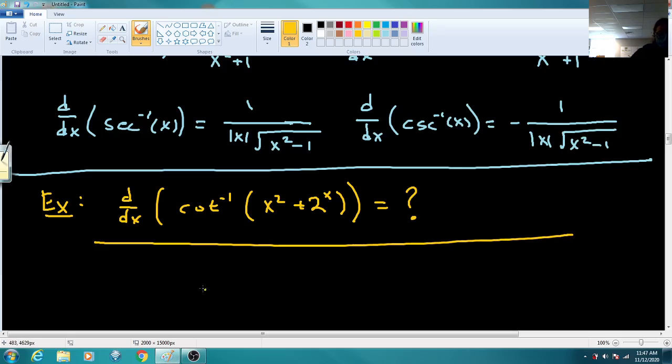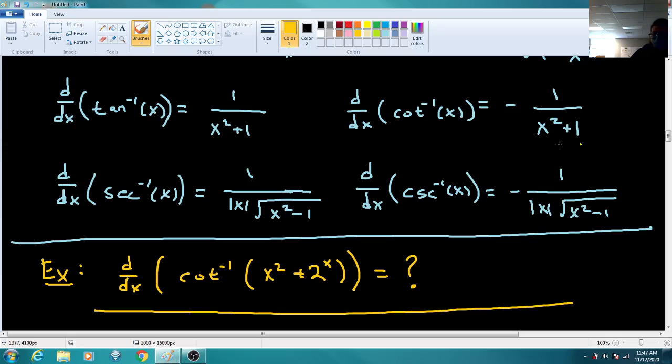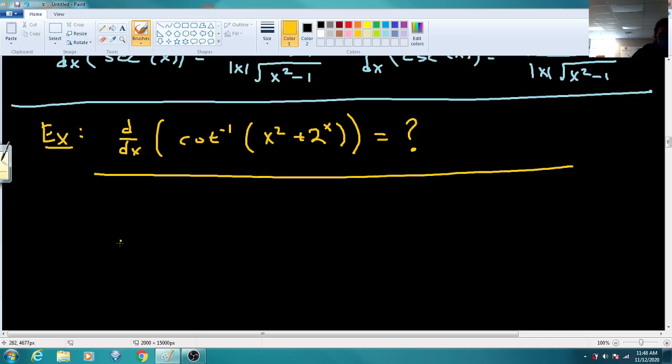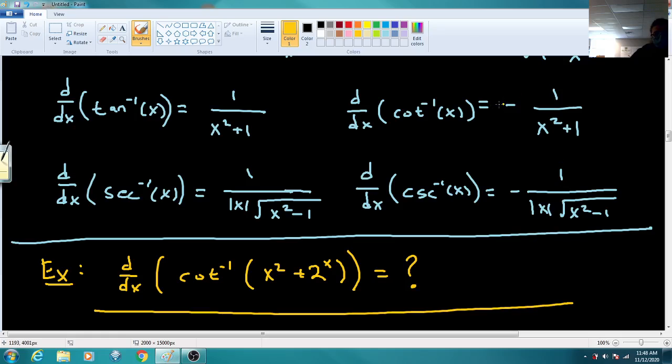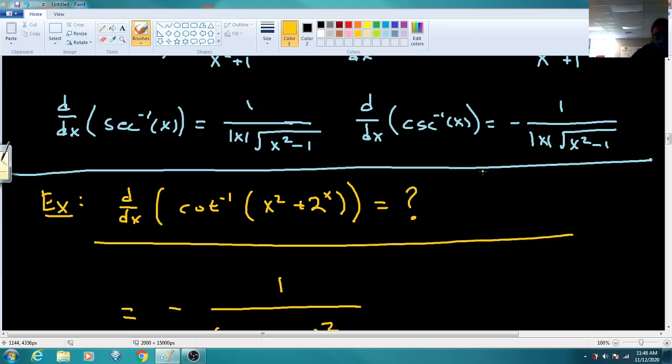So what we have to do here is take the derivative of arc cotangent, which we'll do using this formula here. But instead of the x that's squared, the chain rule applies here, so we'll leave the inner stuff alone, and then we have to multiply by the derivative of the inner part. So to take arc cotangent's derivative, I get negative 1 over stuff squared plus 1. So we get negative 1 over x squared plus 1.